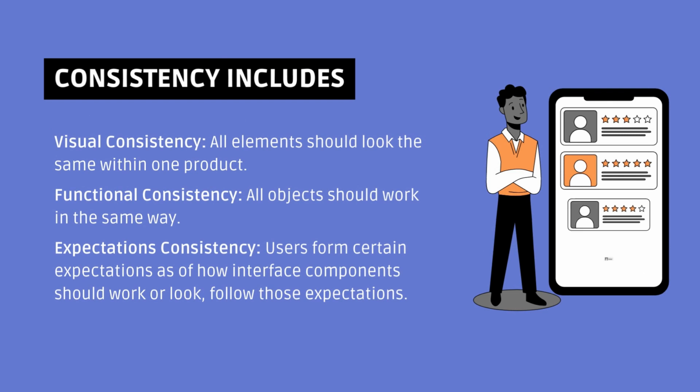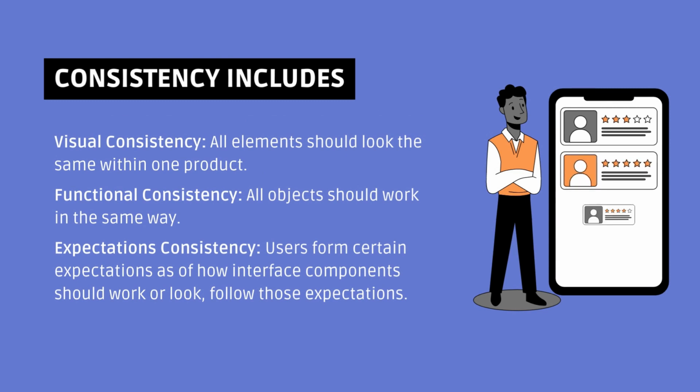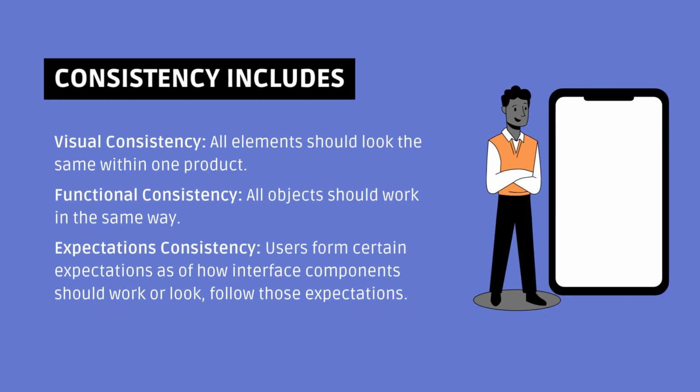Functional consistency. All objects should work in the same way, preventing users from becoming confused with unexpected changes in item functionality. Expectations consistency. Using hundreds of different websites, users form certain expectations as to how interface components should work or look. If you destroy their expectations with a super creative design solution, users will get frustrated.